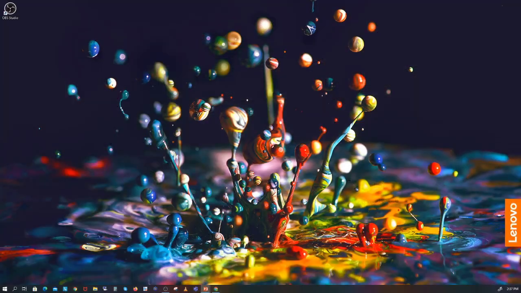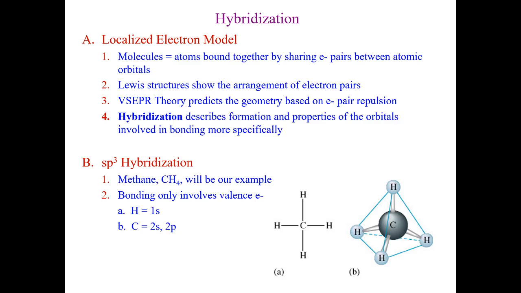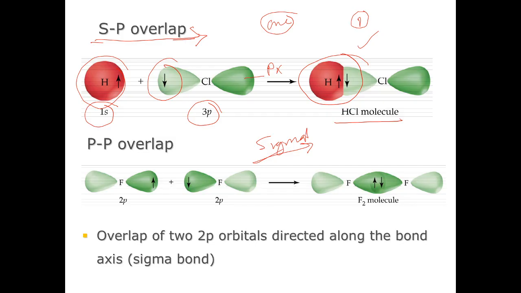Okay, another type of overlapping that you have is a P and a P overlapping. So a P and a P overlapping. Now note that the definition of a sigma, you have an end-to-end overlap. So there's this end and this end overlapping to give you a molecular orbital like this.